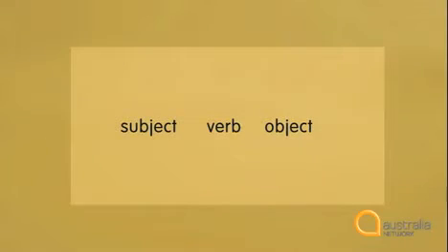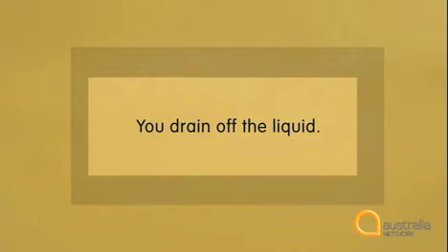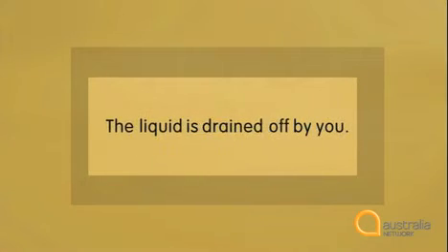To form the passive, we also need to change the sentence around. Most English sentences use the active form. That's subject, verb, object. But in the passive, sentences begin with the object of the verb. Object, verb, subject. In this sentence, we know that drain off is the verb, you is the subject, and the liquid is the object. So, to form a passive sentence, we'll need to turn the sentence around into object, verb, subject.